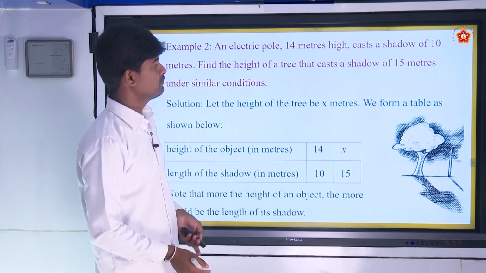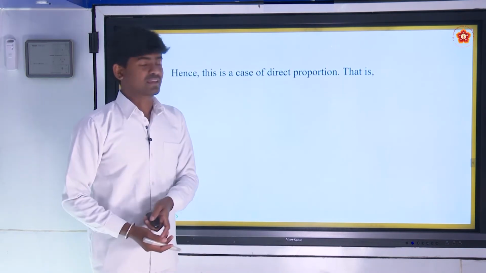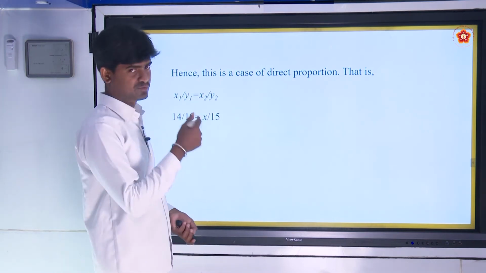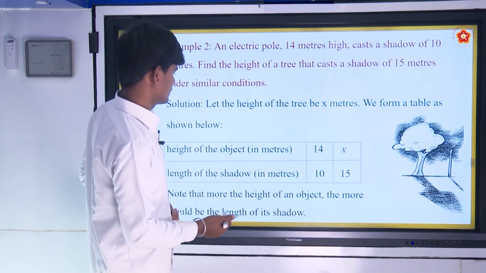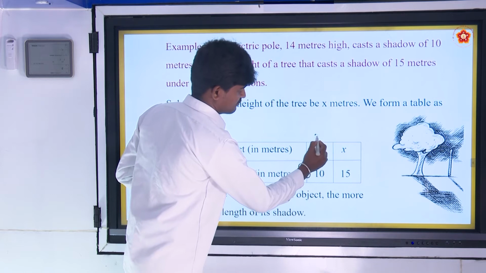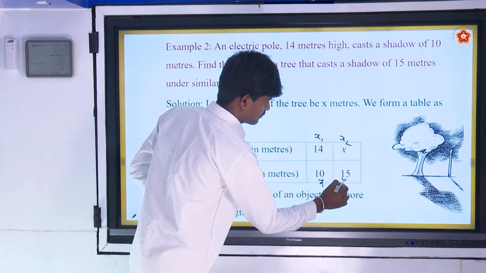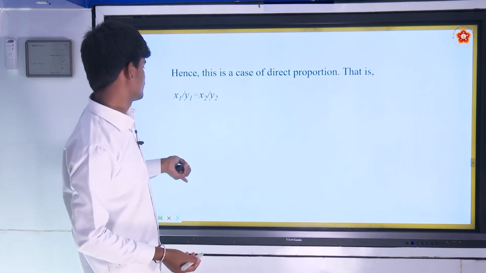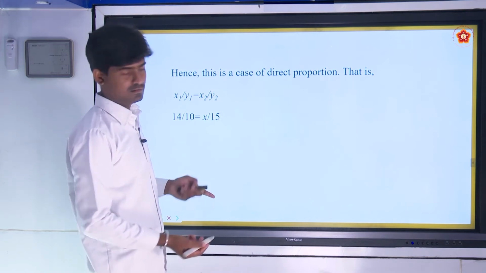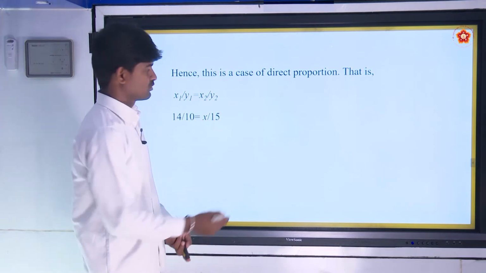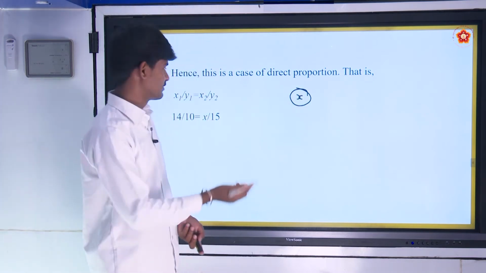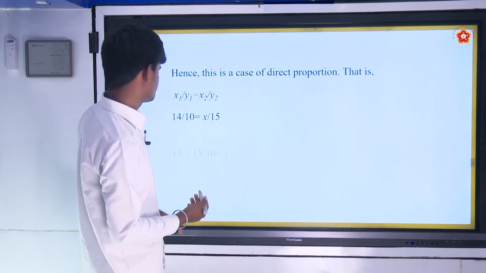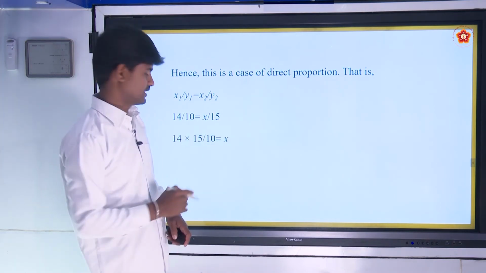Hence this is a case of direct proportion. Formula: x1 divided by y1 is equal to x2 divided by y2. We have to substitute the values in that one. We can take it as x1, x2, y1, y2. Okay, we can substitute in that formula. In that x1 we substitute 14 divided by y1, it is 10, is equal to x2. X2 we don't know, so as written in the table, it is x, so I have taken x divided by y2, means 15. So again cross multiplication, 14 into 15 divided by 10.